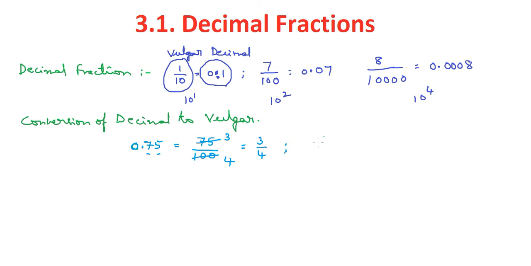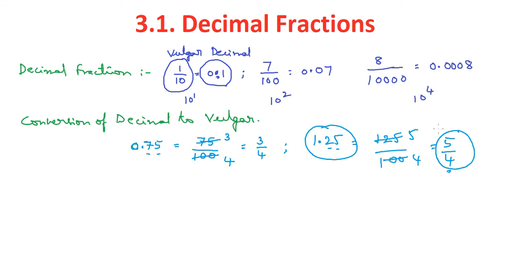We can have one more thing also, that is 1.25. Okay, let me convert this 1.25 into vulgar fraction, which is equal to 125 divided by 1, and there are 2 digits after the dot, so it is 100. So simply it will be 5 by 4. So this is the conversion from decimal fraction. So this is called decimal fraction and this is called vulgar fraction.